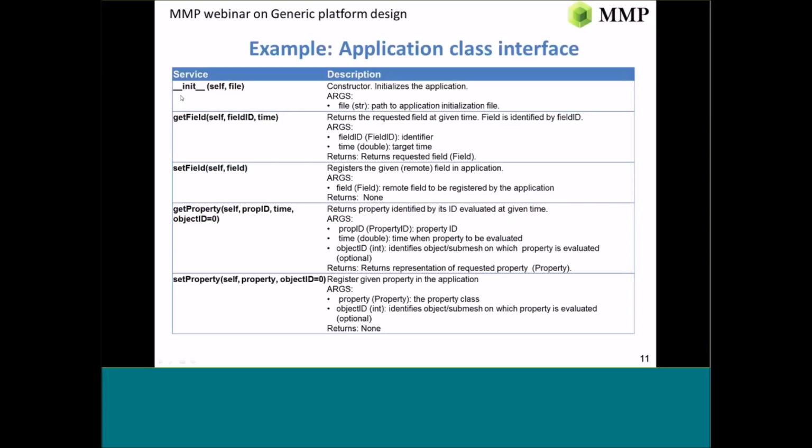So we start with the constructor, which has the name init. It is used to initialize the application. This process is highly application dependent, so here it's assumed that the problem description is provided by domain expert in application specific input file. Then we have the generic methods to get and set properties and fields. These can be input or output parameters or results of simulations delivered by other applications.